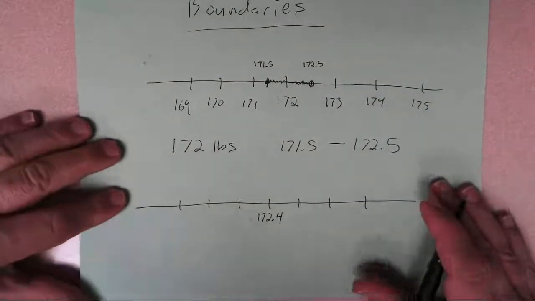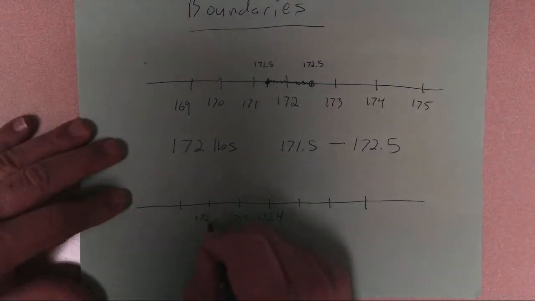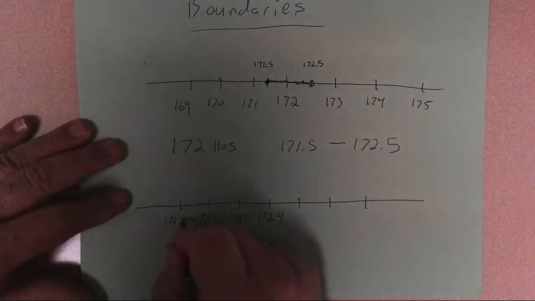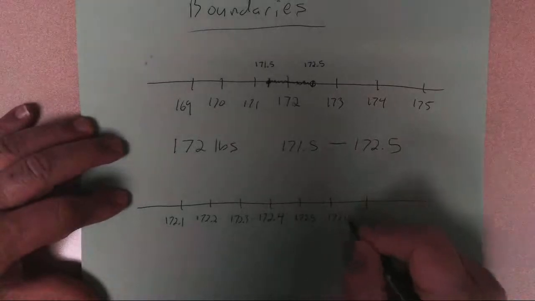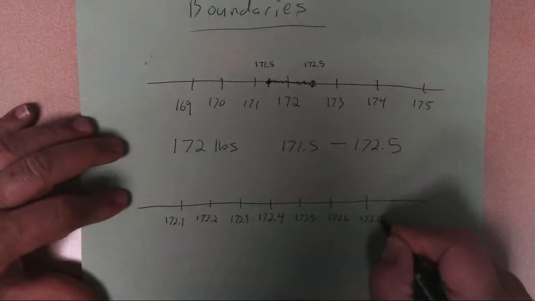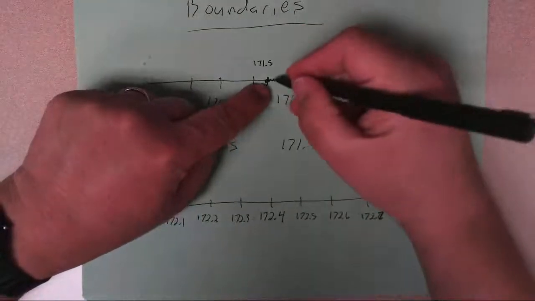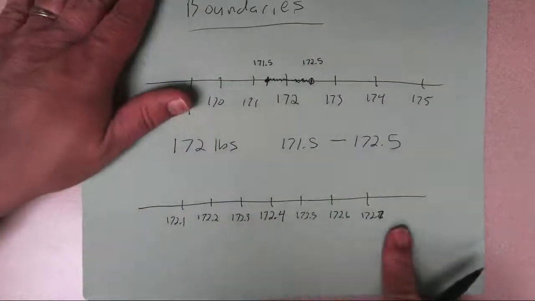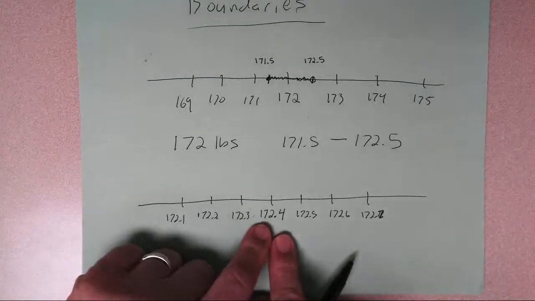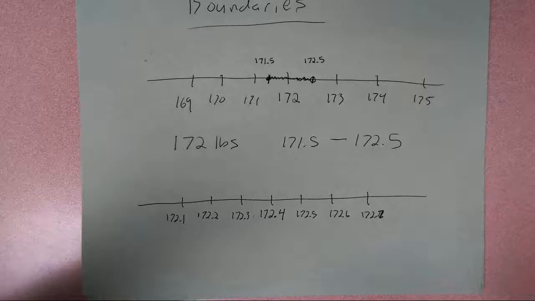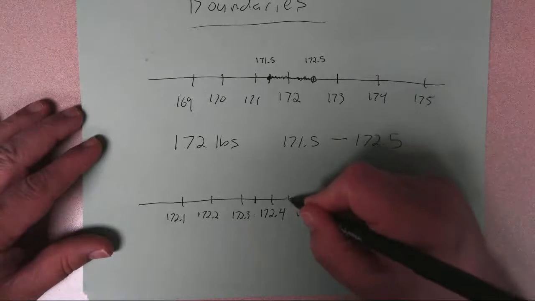But if I'm now measuring to the nearest tenth of a pound, then this would be 172.3, 172.2, 172.1, 172.5, 172.6. Okay, so this is now my scale. I've kind of zoomed in on this portion, right? And I'm measuring to the nearest tenth of a pound. So if I wanted to know the boundaries of 172.4, okay, then I'm assuming we're rounding to the nearest tenth of a pound, and I would have to go halfway between these two.